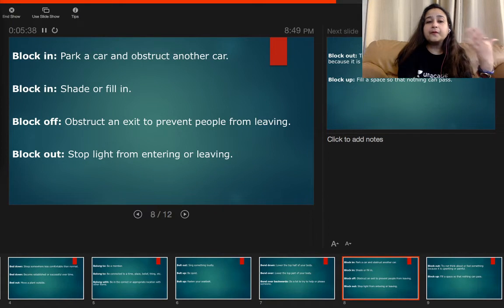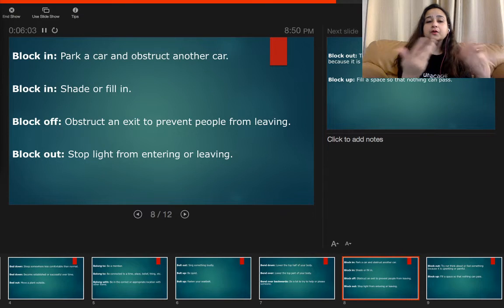Now block off is to obstruct an entrance or exit, or stop people from either coming in or going out. So you blocked off the entrance. Say there's a house and the gate is locked, and 10 people are standing outside and they are not letting you go either in or out. So they have blocked off the entrance. You can't enter or exit.